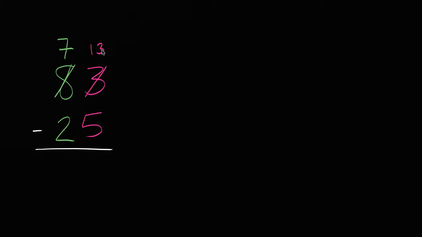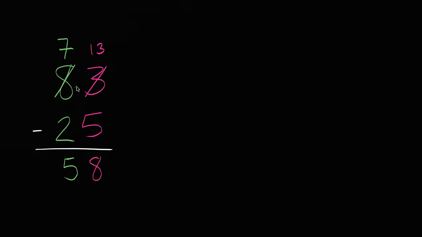Because now you have 13 ones minus 5 ones, which is going to be 8 ones. And then you go to the tens place and you say 7 tens minus 2 tens. Well, that's going to be 5 tens. So your answer is going to be 5 tens and 8 ones, or 58.